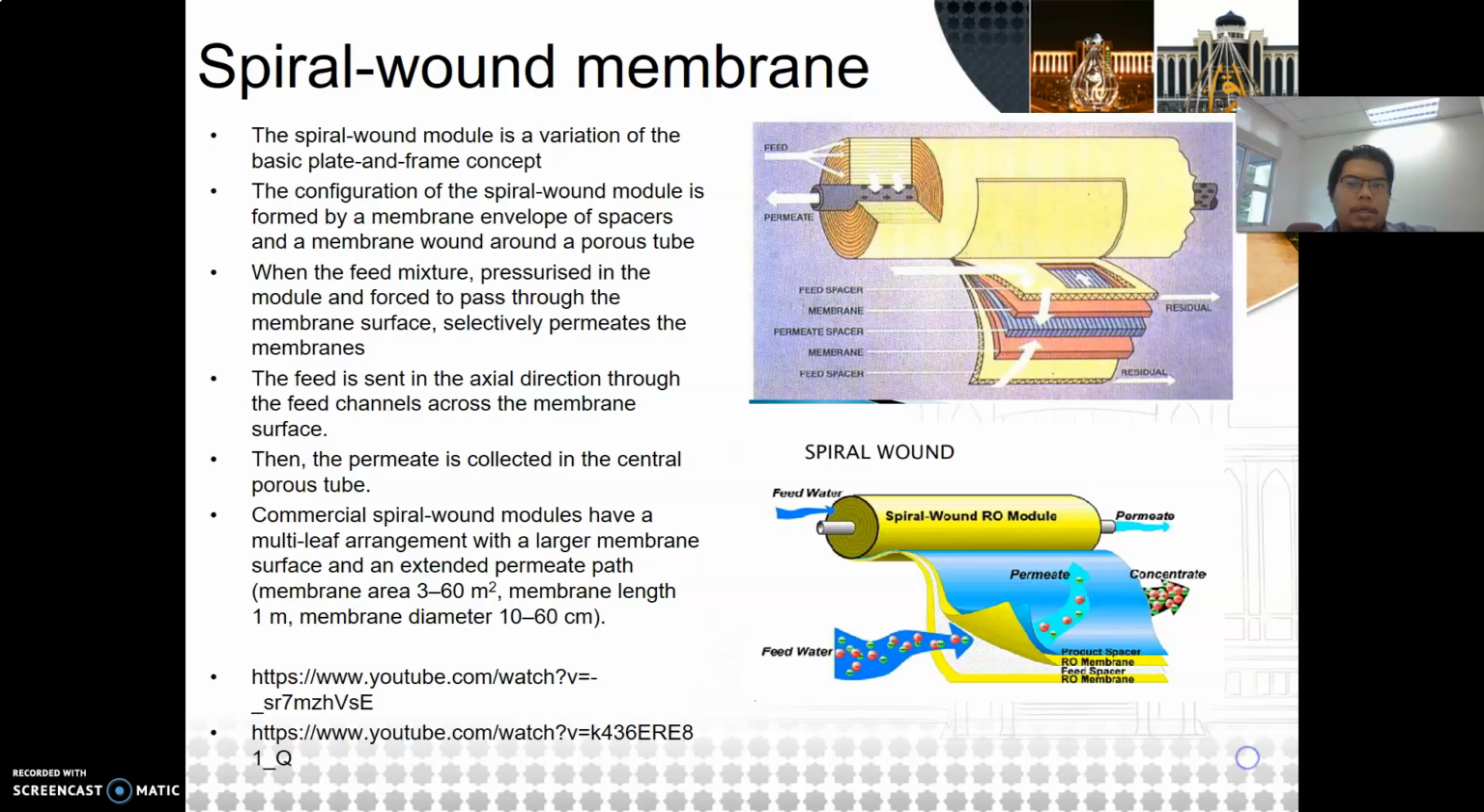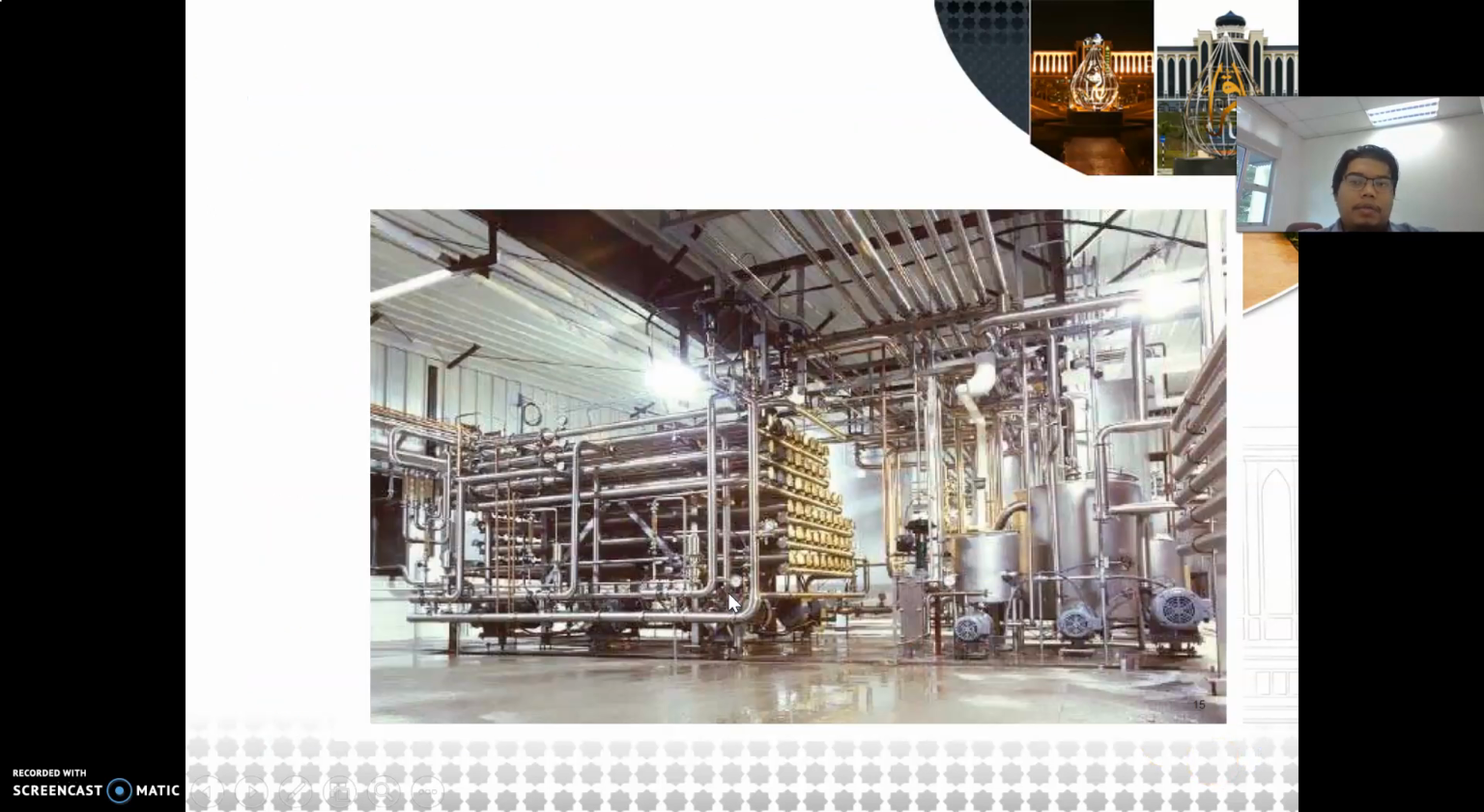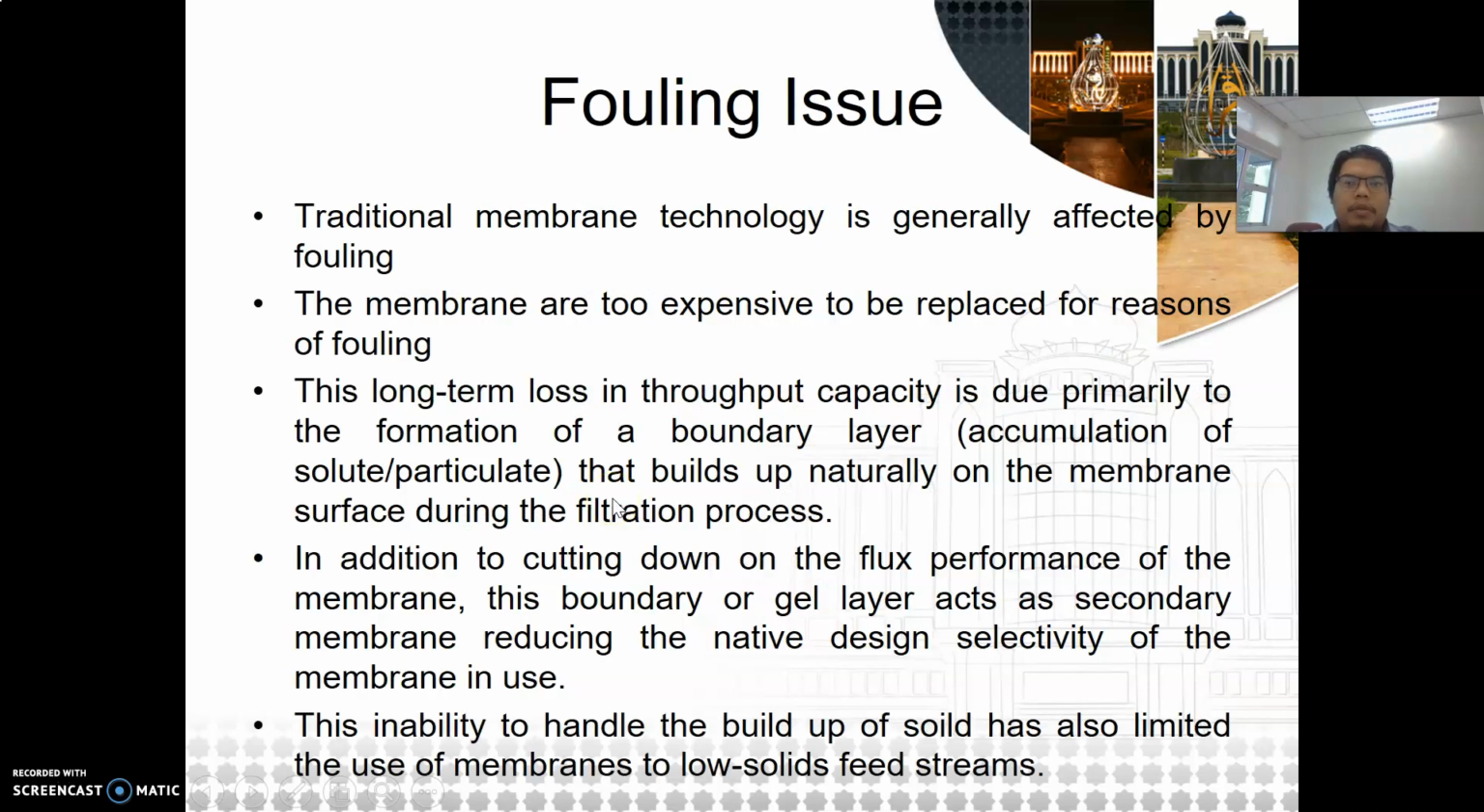This is how this spiral membrane works, and here is an actual industrial process where we have a lot of spiral membranes and do a lot of processing. So here it looks like on an industrial scale.